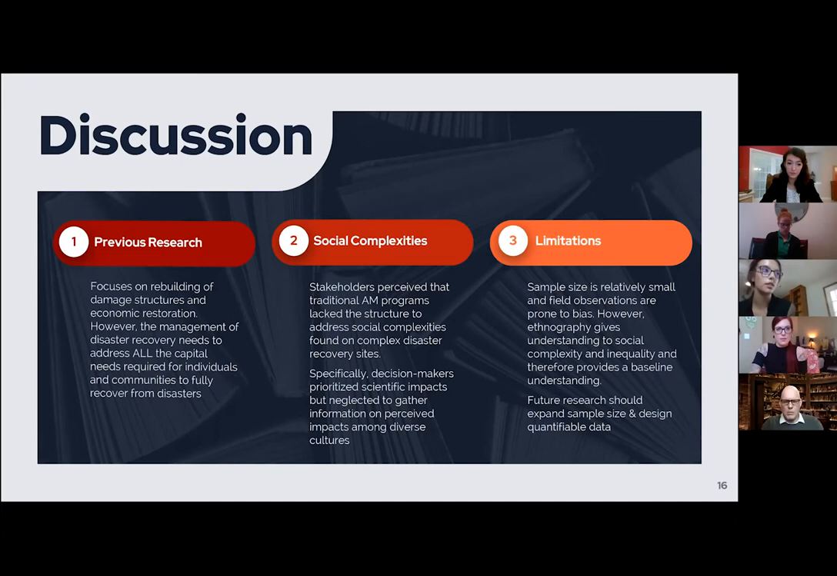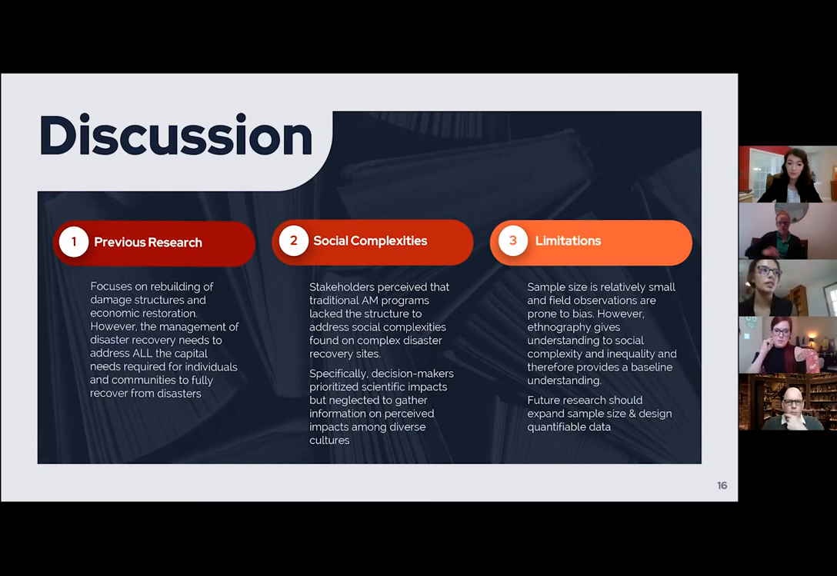recovery operations. Previous research has focused on the rebuilding of damaged structures and economic restoration. However, the management of disaster recovery needs to address all the capital needs required for individuals and communities to fully recover from disasters. Therefore, this study shows the importance of addressing the perceived impacts of a community, as well as scientific impacts recognized by the adaptive management decision makers, as I saw that there were different interests among multicultural disaster sites.